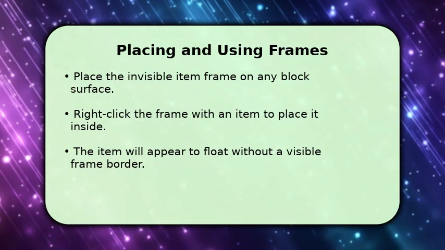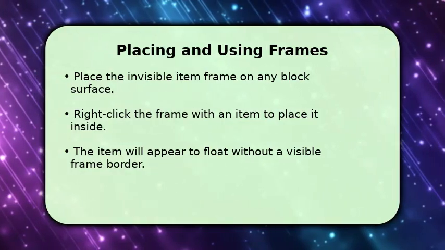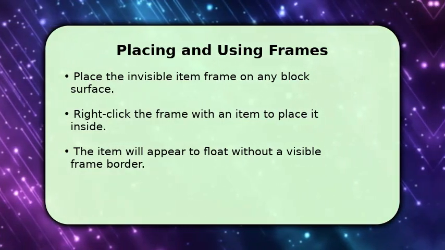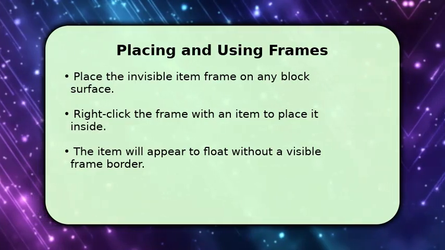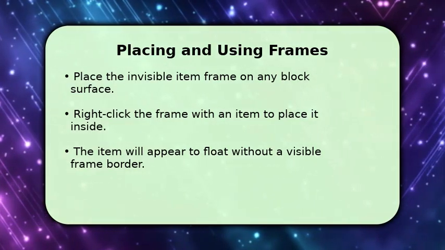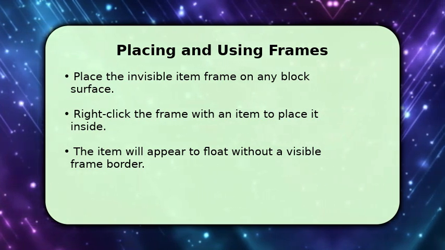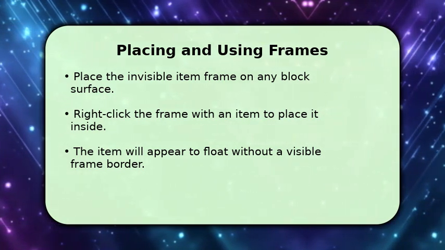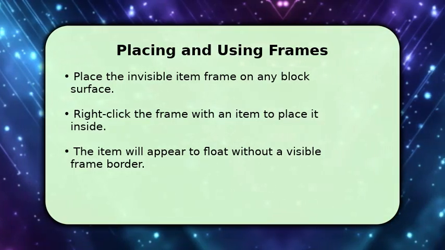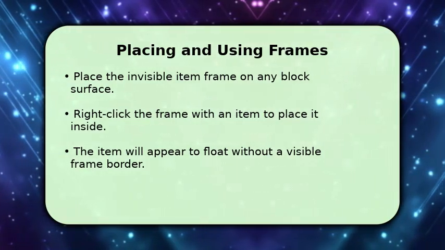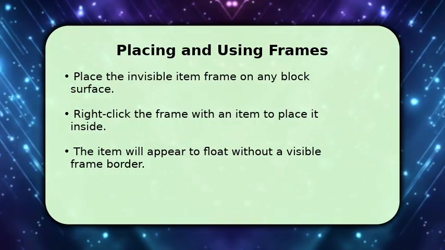Once you have the invisible item frame in your inventory, you can place it just like any regular item frame. Simply right-click on the block where you want it to appear. Then, right-click the invisible frame again while holding the item you wish to display. The item will then float in place, creating a clean, frameless presentation.